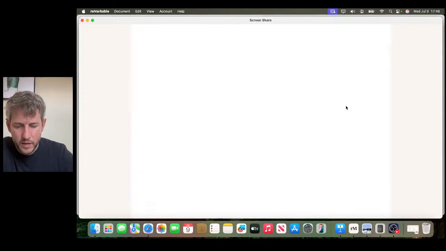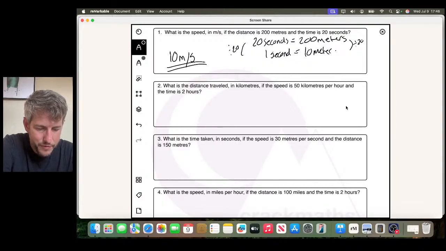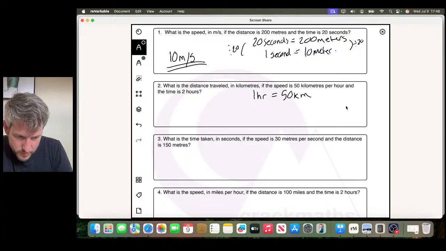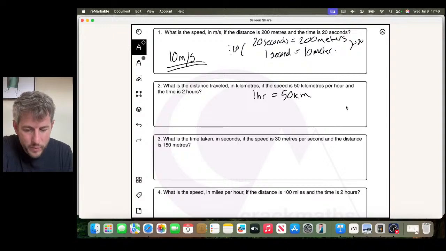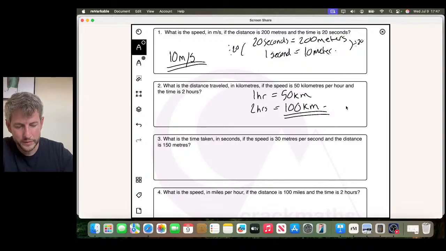Okay, right. Next one, we've got what is the distance travelled in kilometers if the speed is 50 kilometers per hour and the time is 2 hours. So 50 kilometers per hour means that in 1 hour you travel 50 kilometers. So if 1 hour equals 50 kilometers, that means that 2 hours equals 100 kilometers. So the distance you've travelled would be 100 kilometers.